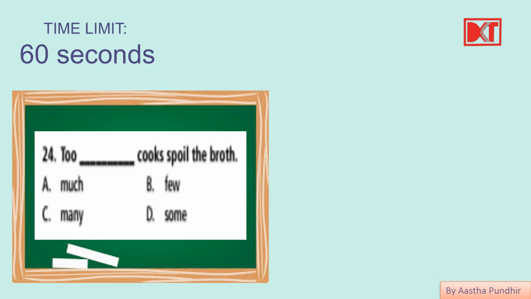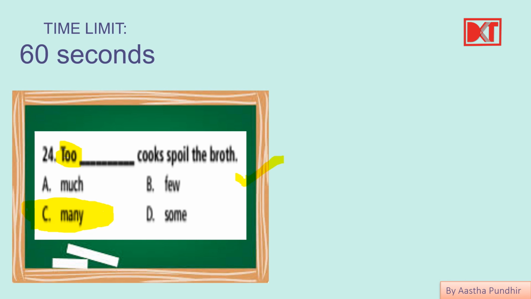Alright, here, too dash cooks spoil the broth. Too much cooks, too few cooks, too many cooks, or too some cooks. This is pretty easy because this is also a proverb: too many cooks spoil the broth. What does it mean? It means that when there are so many people involved in something, they start quarreling and having differences of opinion, which eventually destroys the ultimate aim for which the team was set. So this is also a revision of a proverb. So too many cooks spoil the broth.